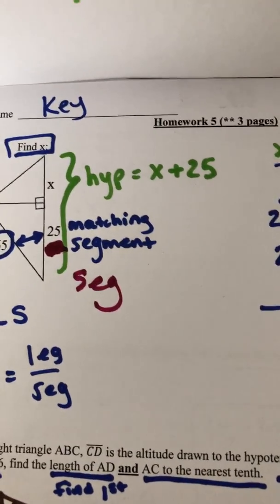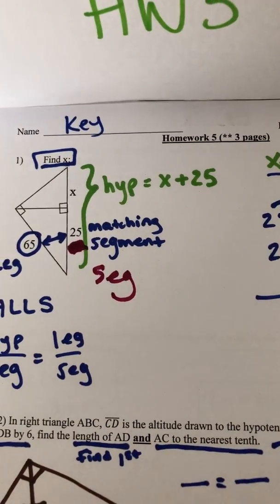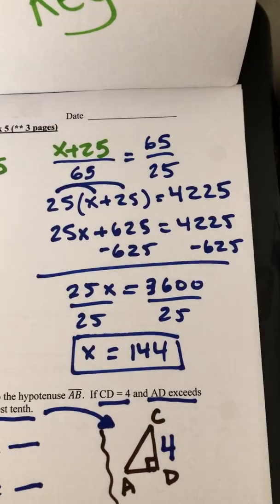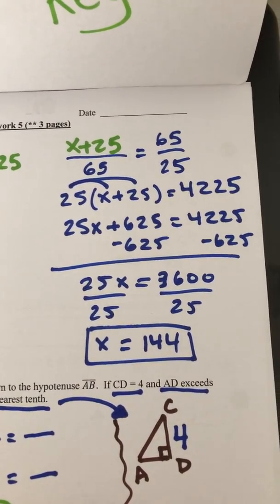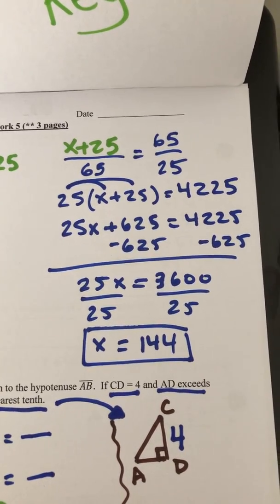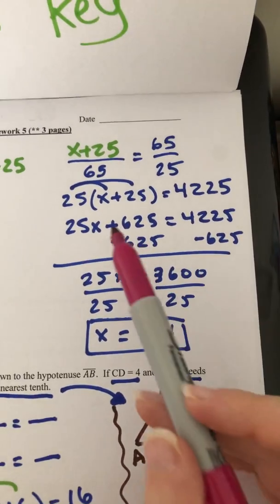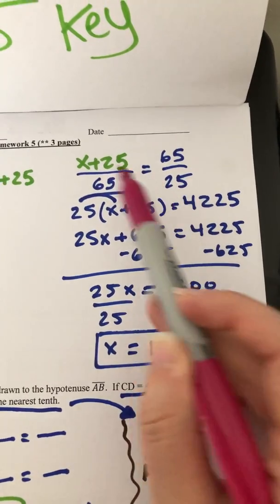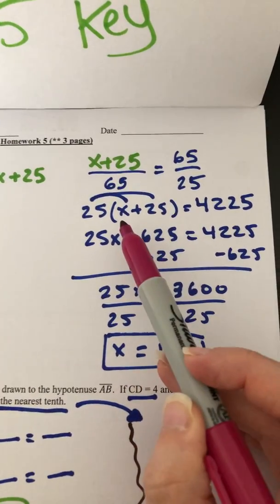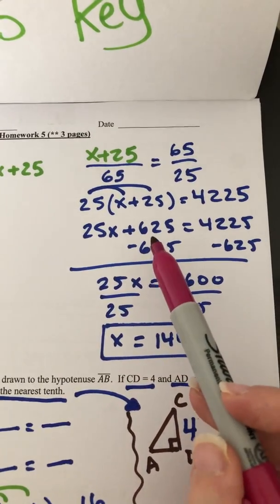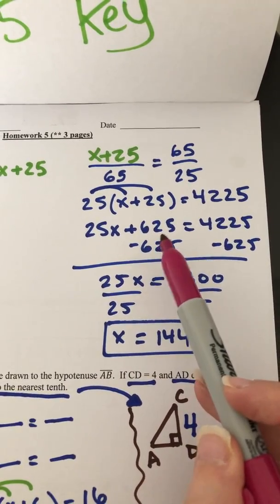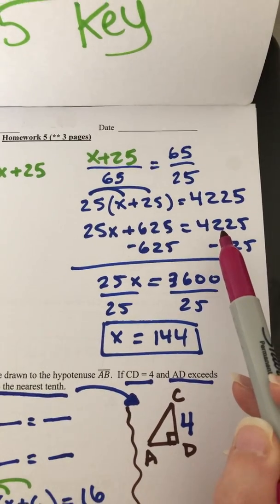So x and 25, to join them together, they must be joined with addition. So that's why in our proportion, the hypotenuse is x plus 25, the leg is 65 in both places, and the segment is 25. Now when you cross multiply, be very careful that that 25 has to be multiplied to both the x and the 25. That's distribution. And when you follow through, you get 25x plus 625 equals 4,225.